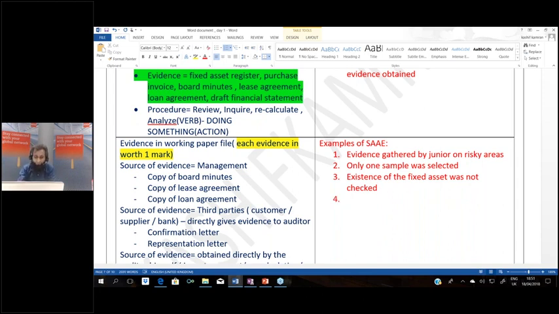Third, fourth, only a representation letter was obtained. Only representation was taken from the management. Nothing else was done in the audit.